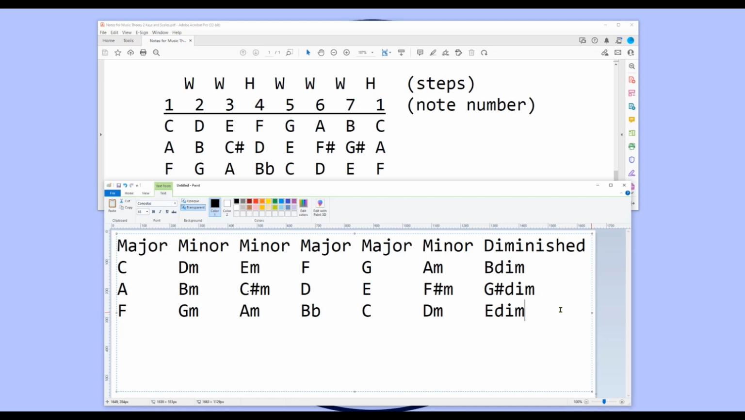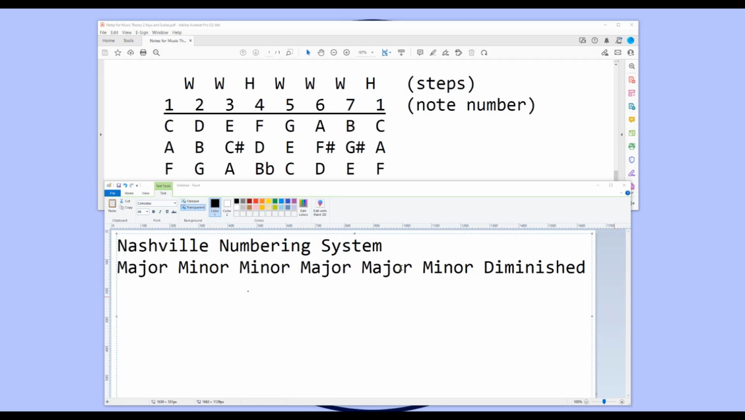Most of these chords you probably know, or a lot of the chords you've been exposed to already. So the major, minor, minor, major, major, minor, diminished is a set pattern that's true for all keys. Okay, so you should be able to do that to any key now. All right, thanks.